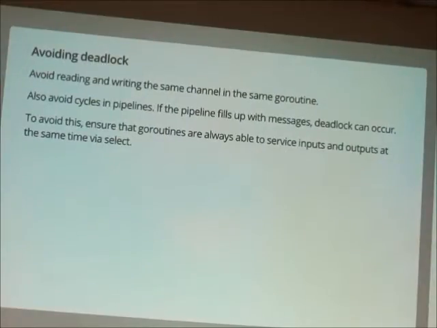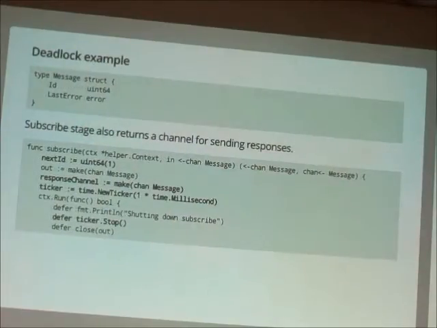One of the things you definitely want to do is avoid deadlock, and a good way to have deadlock occur is to have a cycle in the pipeline, like some output feeding back into one of the earlier stages. You can still do that, but you have to be careful about it. So I'm going to show an example where that can happen. To avoid it, the solution is to make sure your Goroutines are always able to service the inputs and outputs if you're dealing with a feedback situation, which I'll show you. So here's the deadlock example.